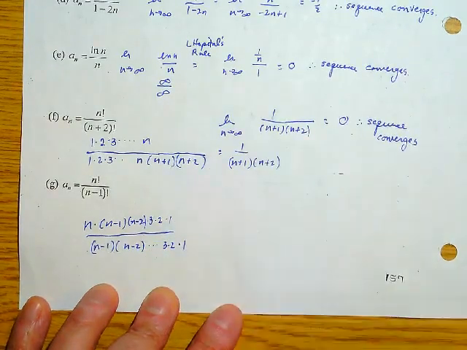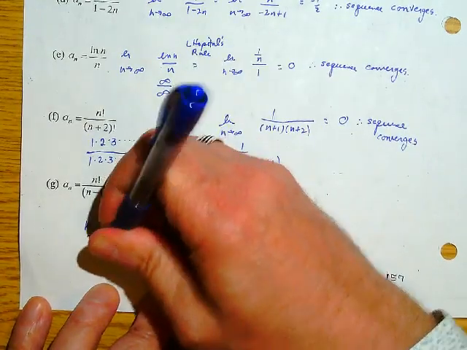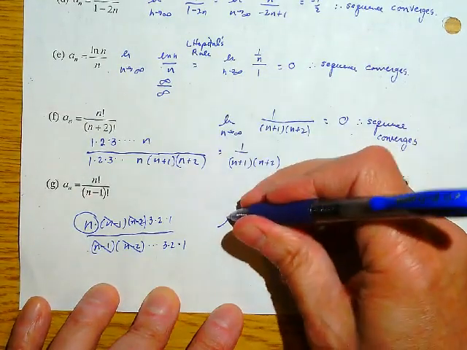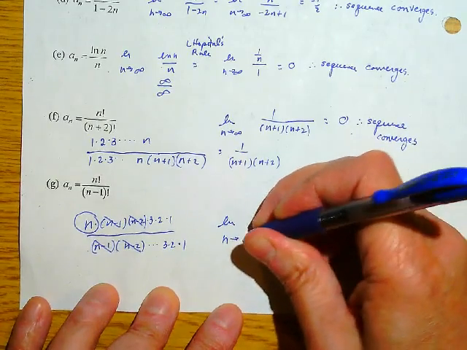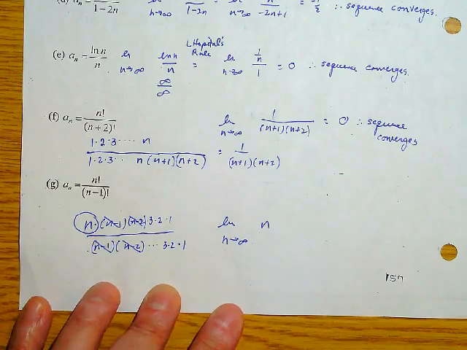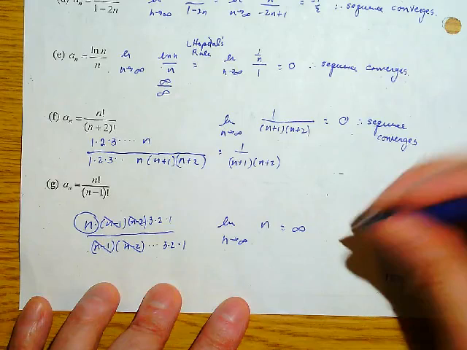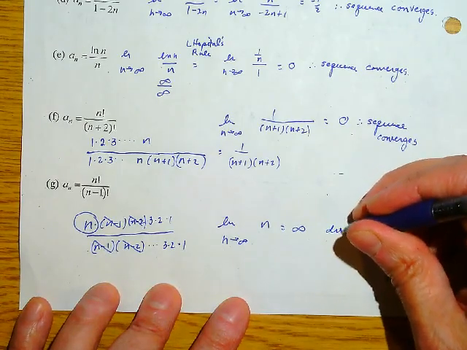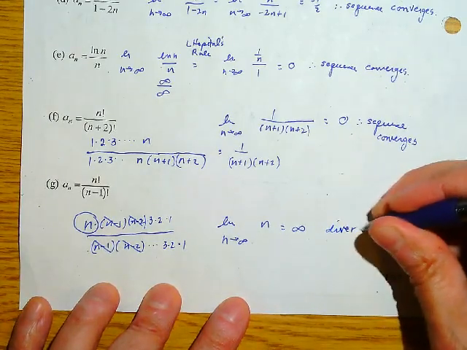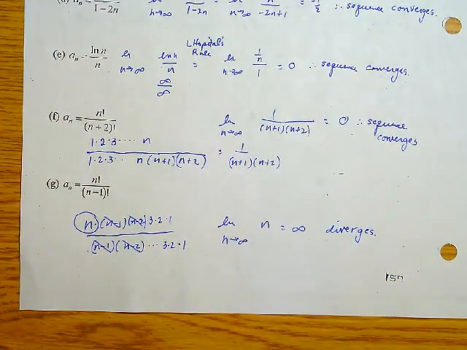Well, the 3, 2, 1s again cancel. The n minus 2, the n minus 2, the n minus 1, the n minus 1. All you have left is the n term there. So we'd have the limit as n approaches infinity of n, right? That's the only one that didn't divide out. Well, the limit as n approaches infinity is infinity, therefore the sequence diverges.